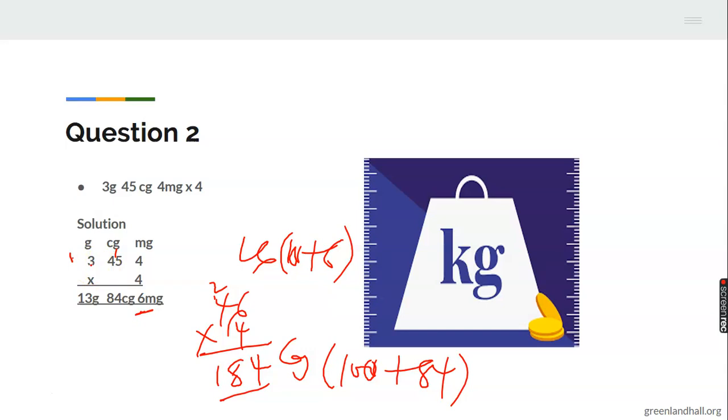So now what do we have? 4 times 3, that's 12, plus the 1 we have carried, that's 13. Okay, that's what we have here. And that brings us to our answer.